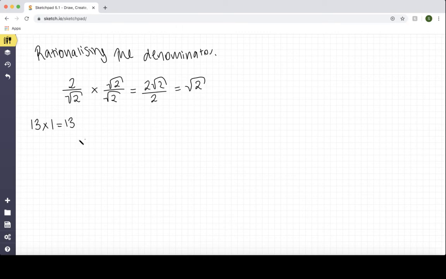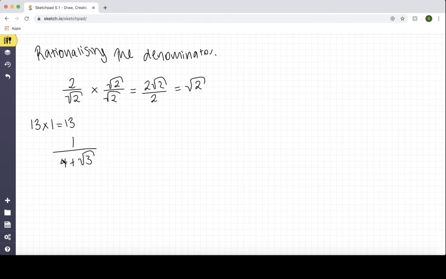Okay, so let's do another example. Let's rationalise the denominator for 1 over 4 plus the square root of 3. Okay, so just as here, we want to times it by a clever choice of 1, right? So what do we want to times it by?